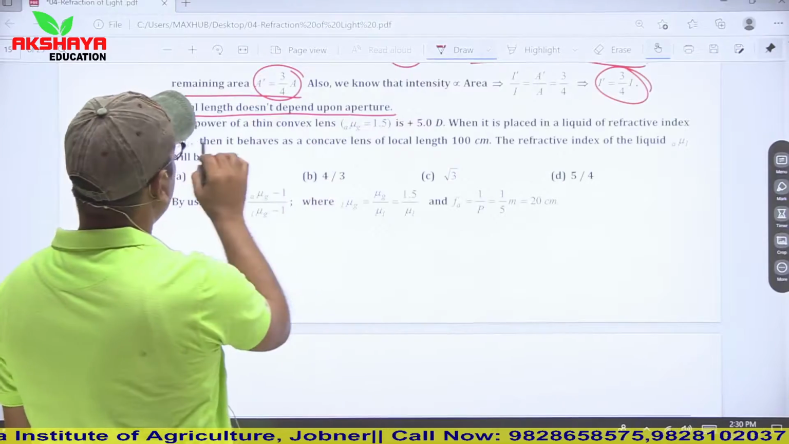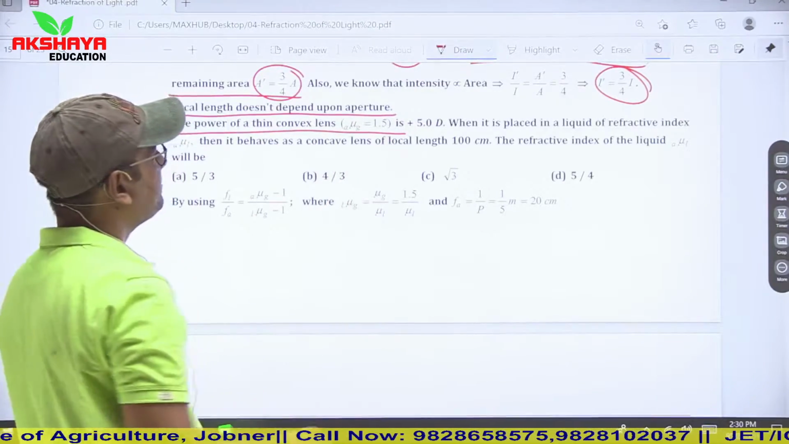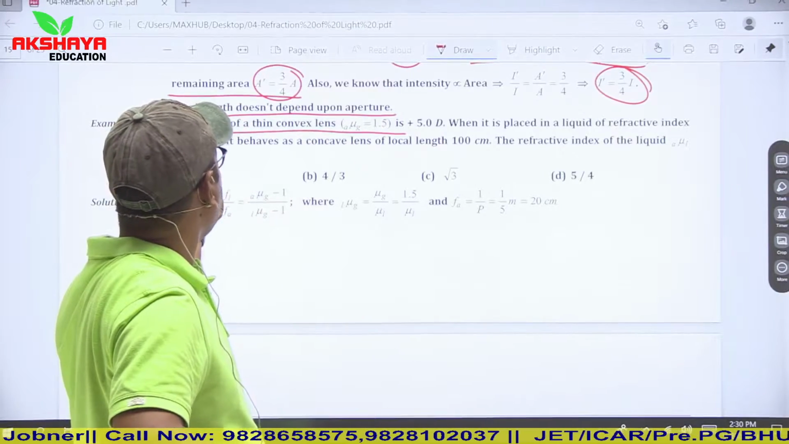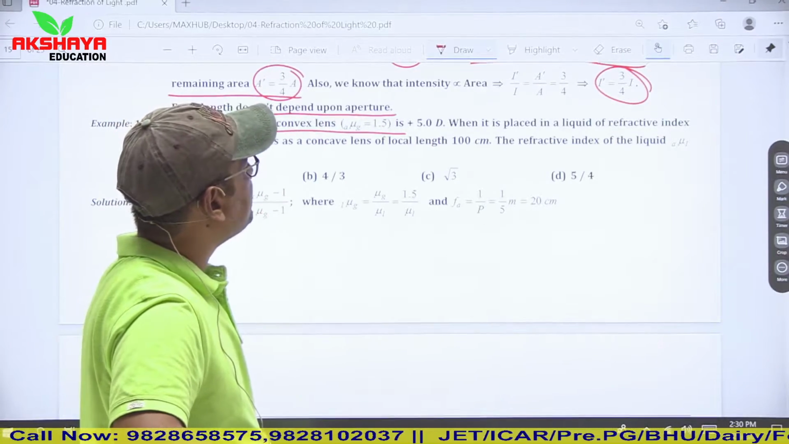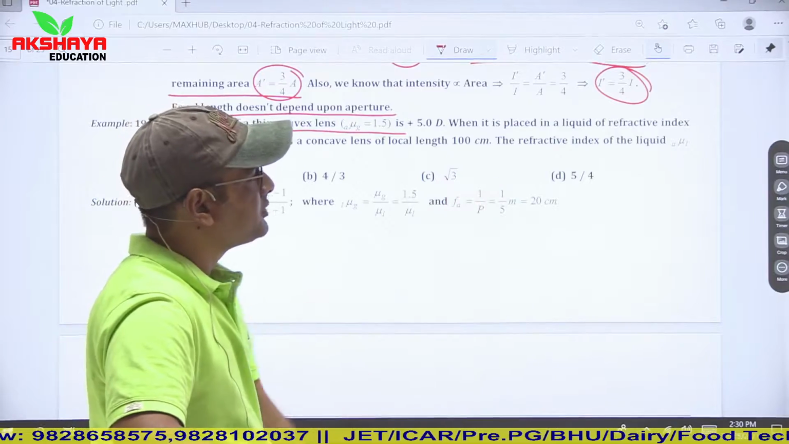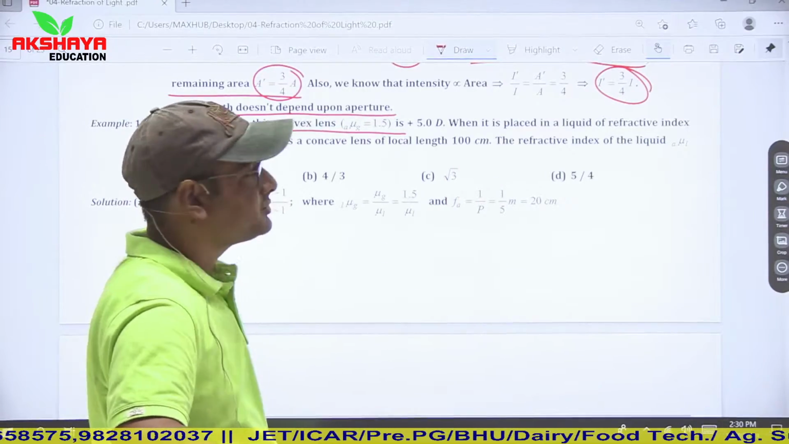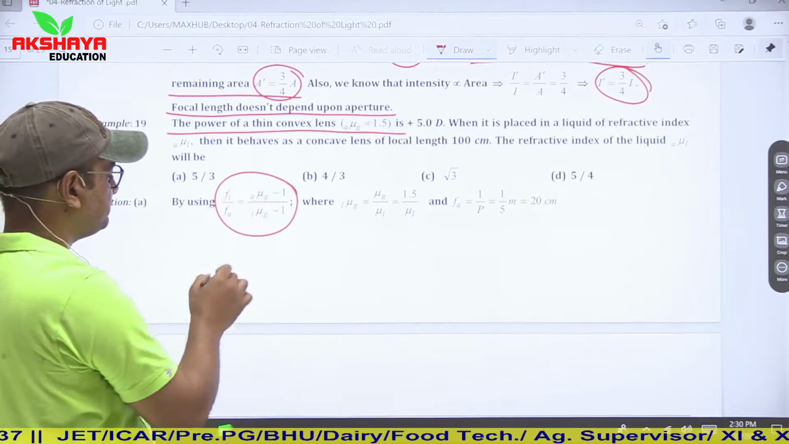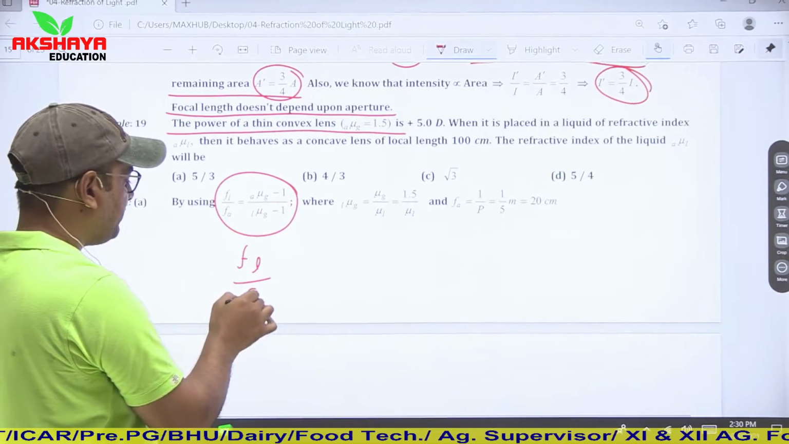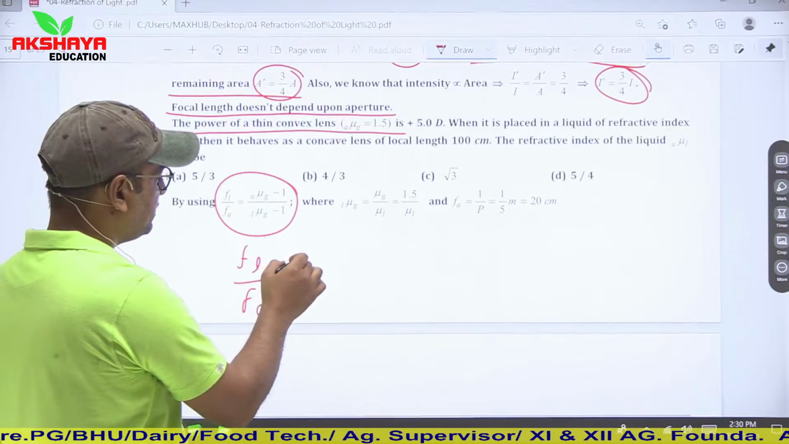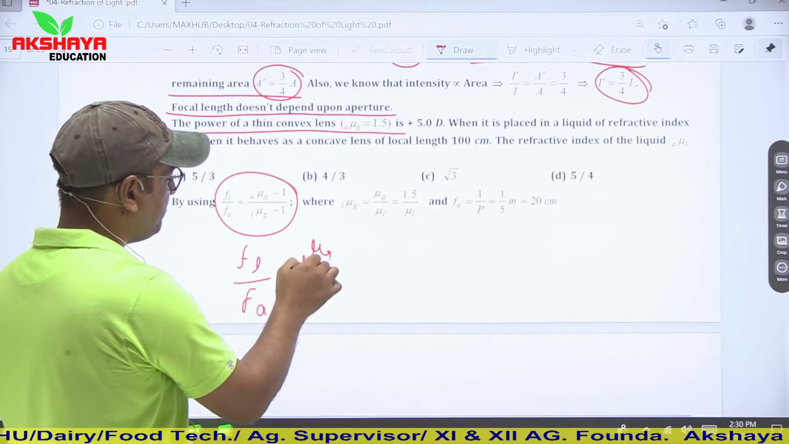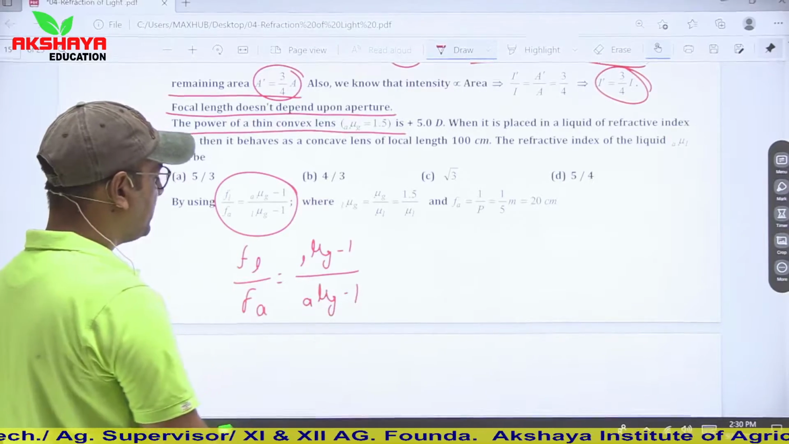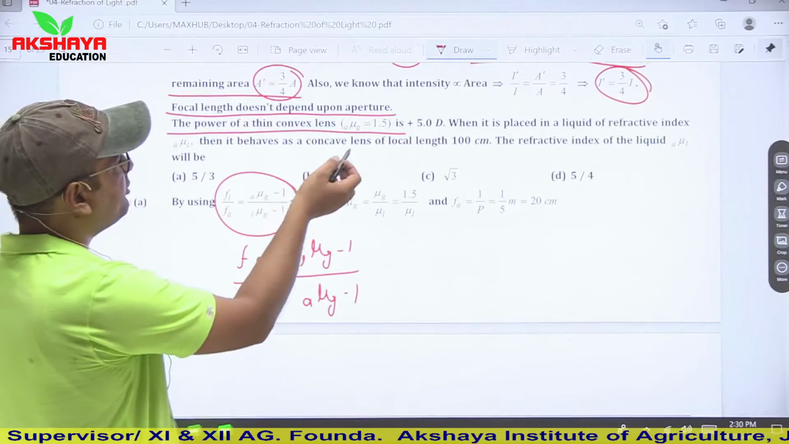In the next question, we are given the power of a thin convex lens is 5D. When it is placed in a liquid of refractive index mu 1, then it behaves as a convex lens of focal length 100 centimeter. We have to calculate the refractive index of the liquid. So we know the formula, F liquid upon F air is equal to (liquid mu g minus 1) upon (air mu g minus 1). Here we are given focal length in both the situations.